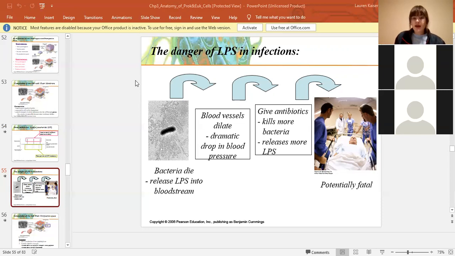And you'll come to learn that E. coli is a gram-negative bacteria, and it does have this LPS. So, when we have an E. coli infection, we have to tread lightly, and it's not something that we can take lightly either.